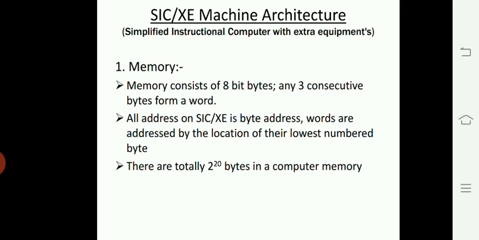So if you want to access a word, where a word means 3 consecutive bytes, then we have to specify the address of the lowest byte present in the word. The SIC machine architecture will have a total of 2 to the power 20 bytes of memory.